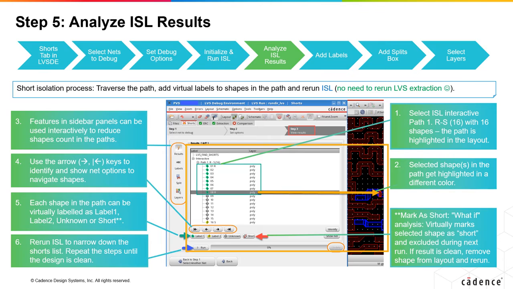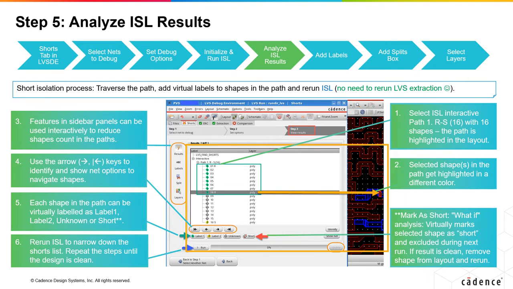Select a path and it gets highlighted in the layout. In the path list, if you select any particular shape, that gets highlighted in a different color. You can traverse the shapes by using the arrow buttons. Click the Identify button and select a physical shape in the layout, and then the corresponding shape in the path list gets selected. Show net highlights the primary net for which the interactive short locator was initialized. Use the Run and Stop buttons to run or stop the interactive short locator analysis engine.